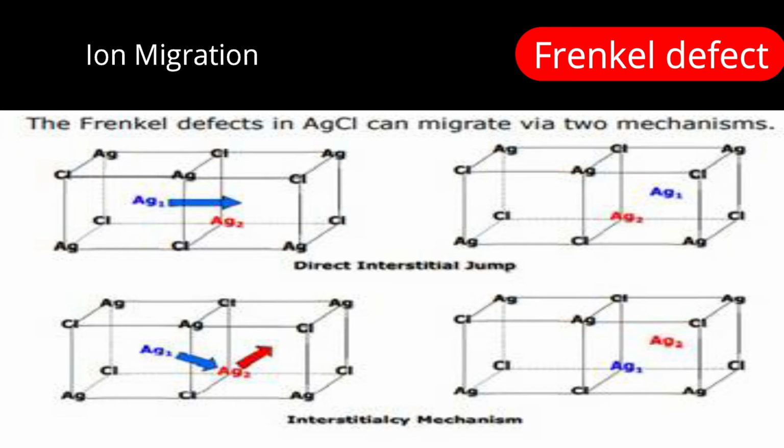And that silver ion will migrate to another site by two means. One, direct jump, means from one intermediate site where it already is, to another intermediate site it will move. The other possibility is it will approach the nearest silver ion, and the nearest silver ion will move to an intermediate site. That's the interstitialcy mechanism. So the ways of transfer of an interstitial silver ion are explained here.